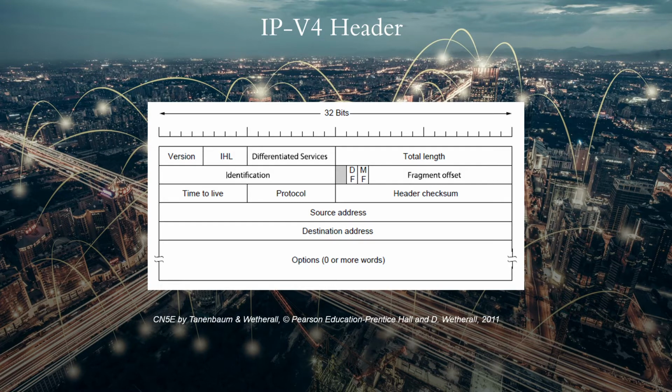Each of the fields in the IP header has a predetermined function. For example, the version defines whether the packet is IPv4 or IPv6. Header checksum is used to find errors. Time to live is like a countdown timer, which defines the lifetime of a packet.